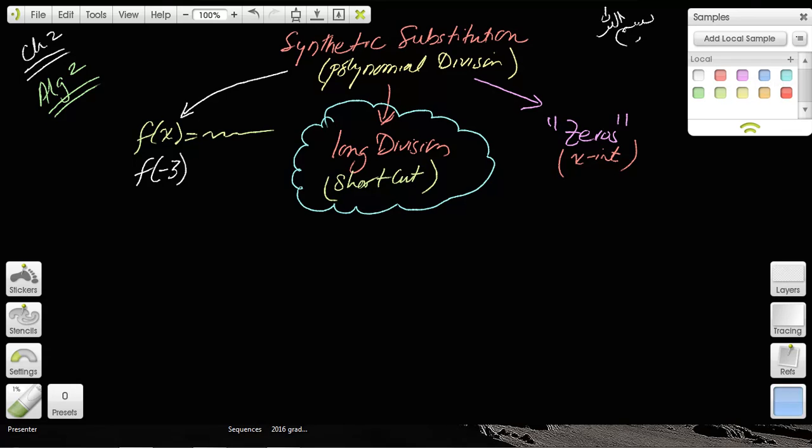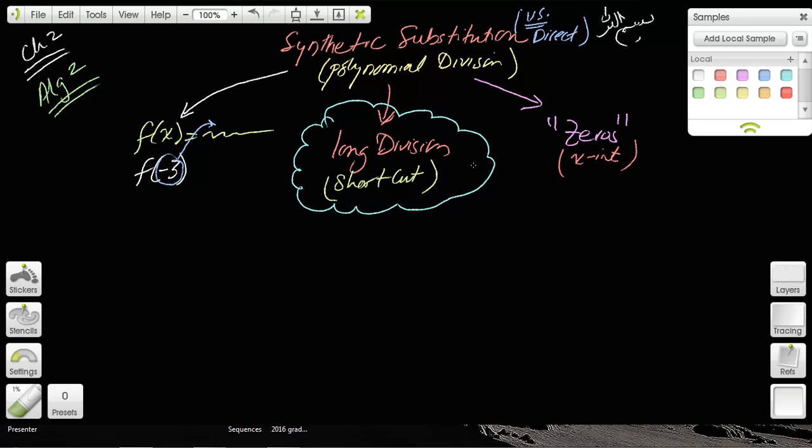The term synthetic substitution itself is compared to direct substitution. That's when you actually put this value in the function to find the value of the function. So synthetic substitution is called that compared to direct substitution, when you substitute the number in the function to find the value of the function. So these are three common uses of synthetic substitution, as we have talked about before. Today we're going to talk about long division.